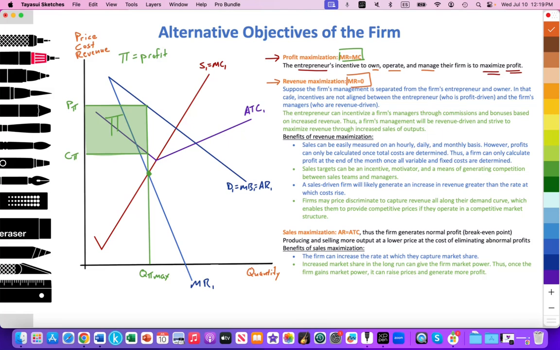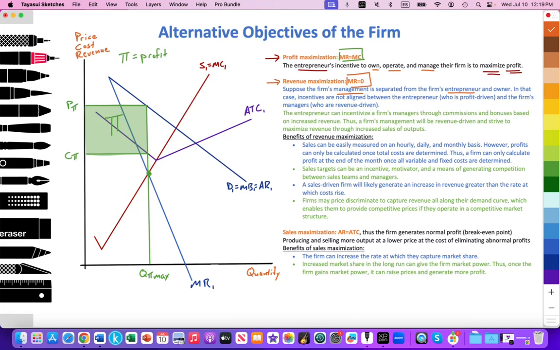Let's say that the firm gets larger and larger over time and that the owner can't do everything, so they're going to have to separate and create different management teams. So here we have the firm's management being separated from the firm's owner, the entrepreneur. That creates a conflict of motivation between the two groups.